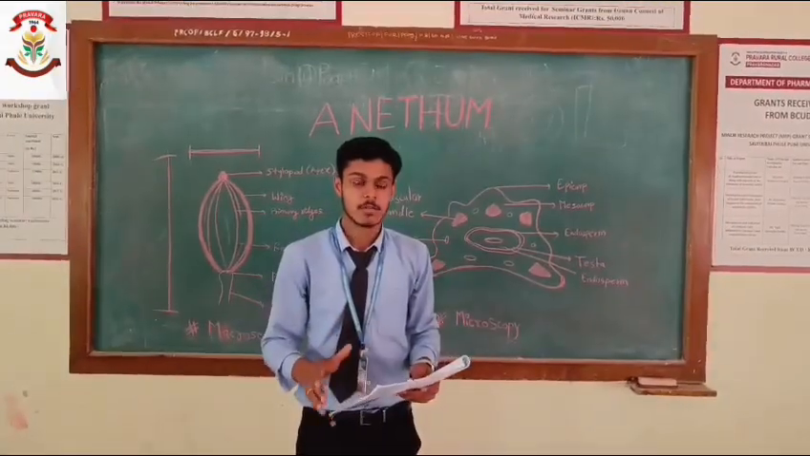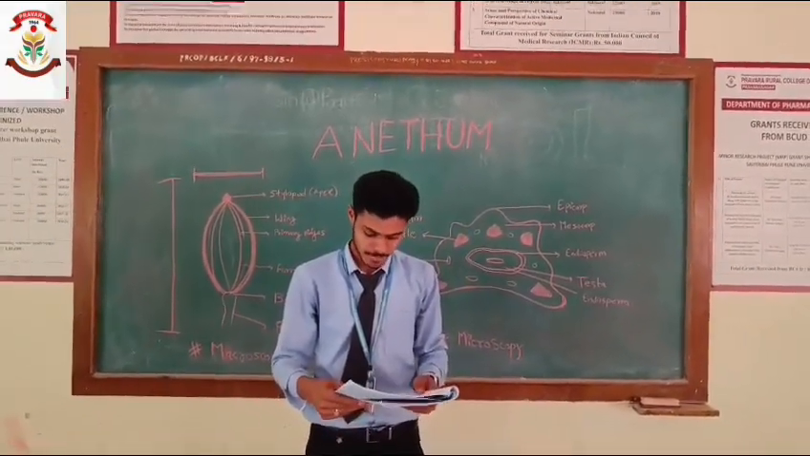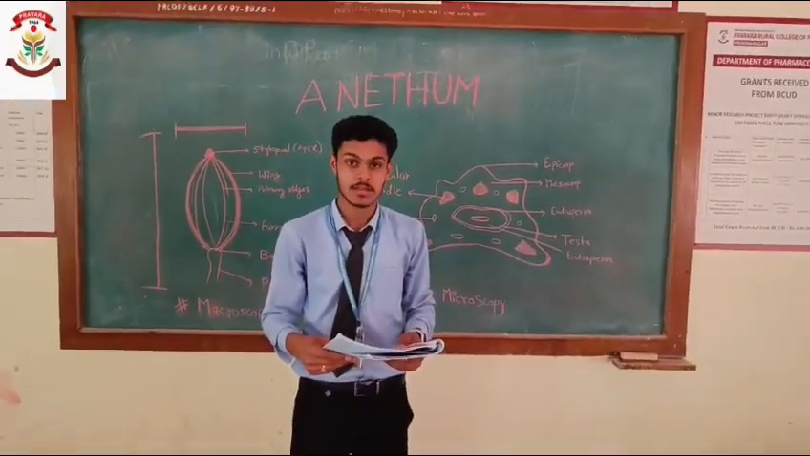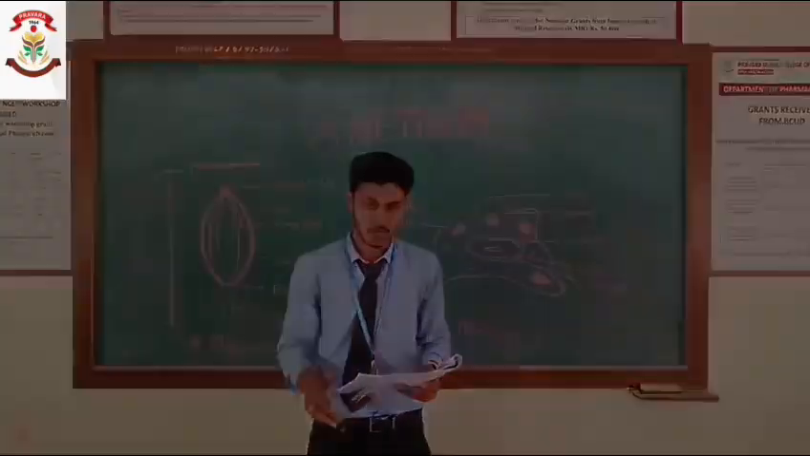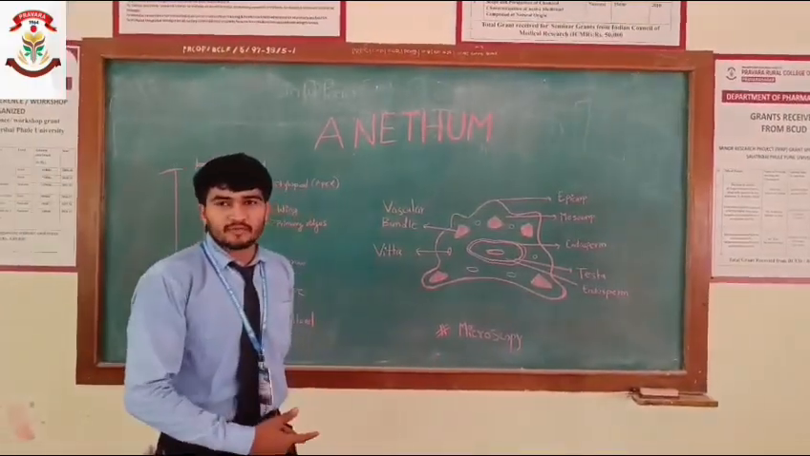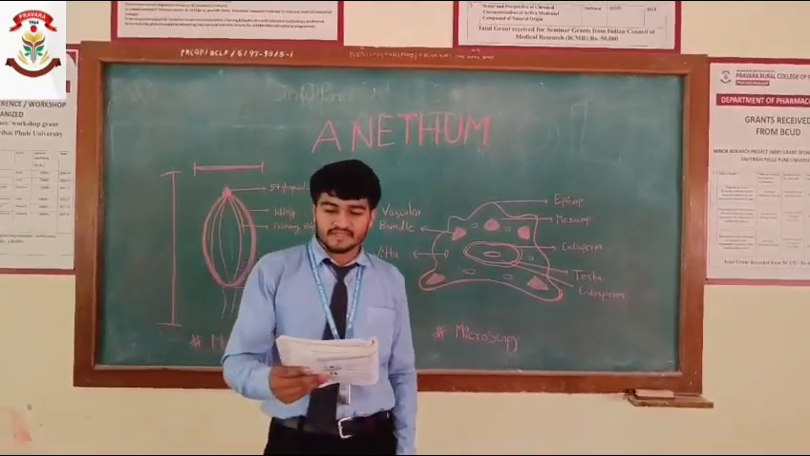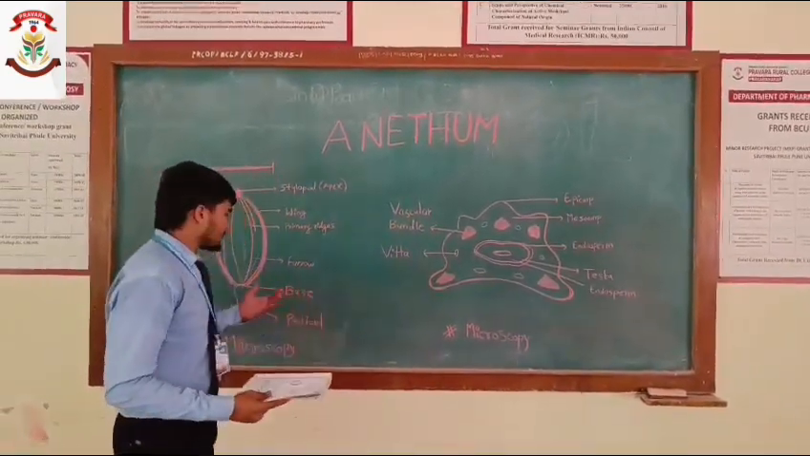I am explaining the morphology of the fruit anethum. Color is chocolate brown, odor is aromatic, and taste is spicy. Now I will explain the anatomy of the seed dill, also known as anethum, also known as fructus anethi. And today we will start with the macroscopy.